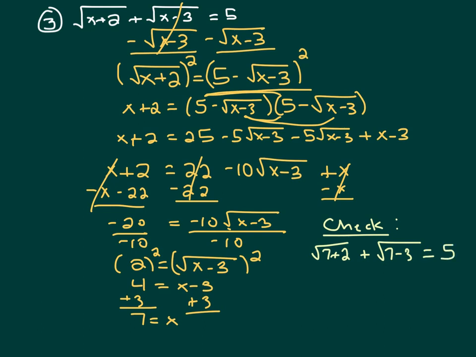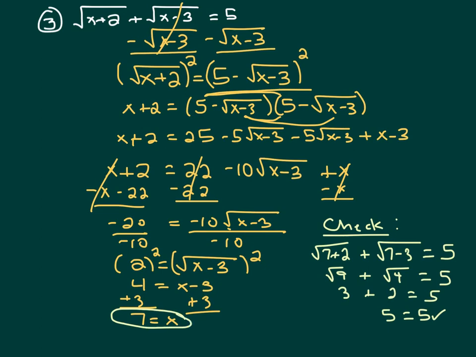All right, well, under the first radical, 7 plus 2 is 9, so we have radical 9. And then 7 minus 3 is 4, so we have radical 4 equals 5. And the square root of 9 is 3. The square root of 4 is 2. And since 3 plus 2 does equal 5, this checks out. So what that means is x equals 7 is our solution.